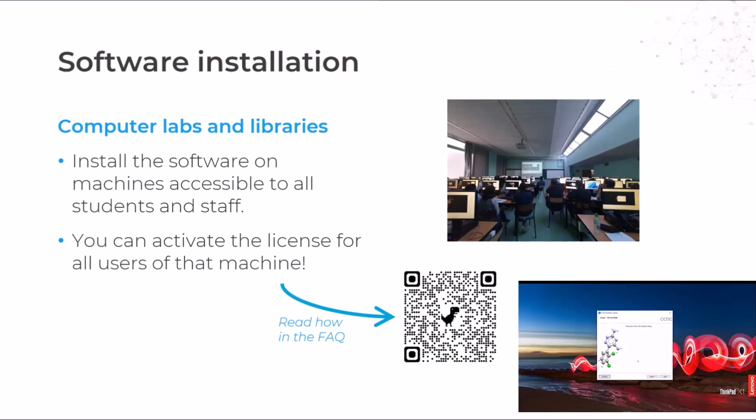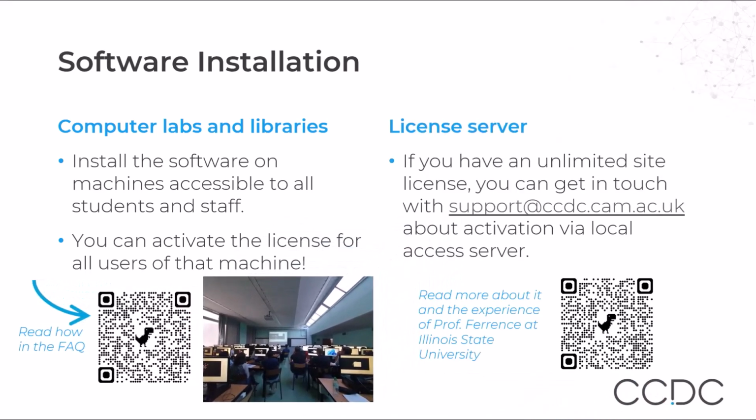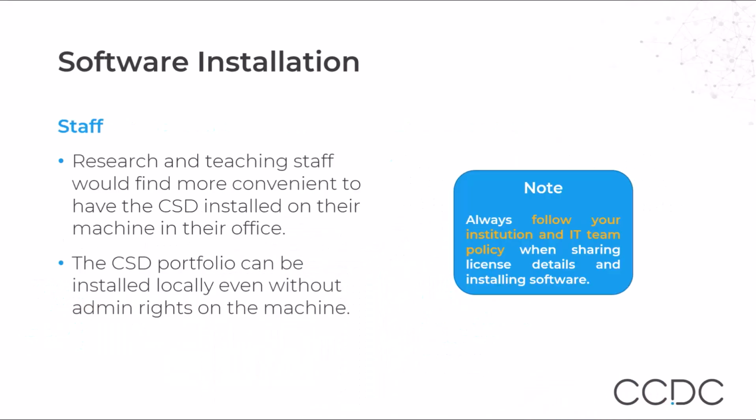Note that if you have a large-scale campus license, you can consider using a license server, as presented in the blog, linked on the screen and in the description. Finally, researchers and educators might find it more convenient to have the CSD installed on their own campus office machine. In this case, they can install it by themselves following the instructions in the video, or with the support of your IT and technical team according to your institution's policy. Also in this case, they will need the license details to download and activate the software, which should be shared according to your institution's policy and license agreement, and only with your staff and students.